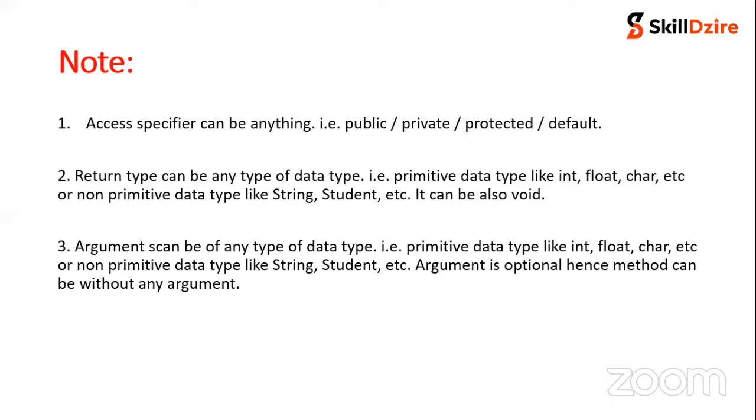Arguments can be of any type, any data type you can have for the arguments. Depending upon what kind of parameters you are passing to that particular method, and what type of data they are going to hold, you can specify the data type for those arguments also.